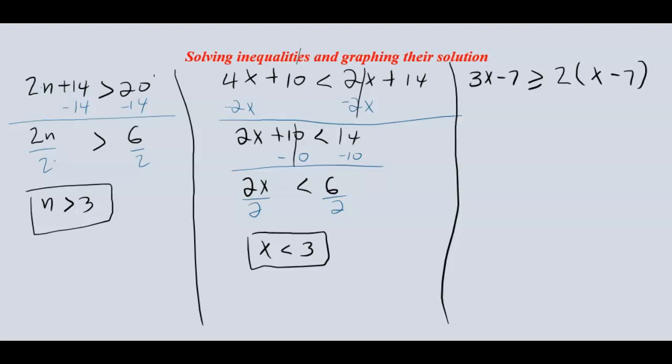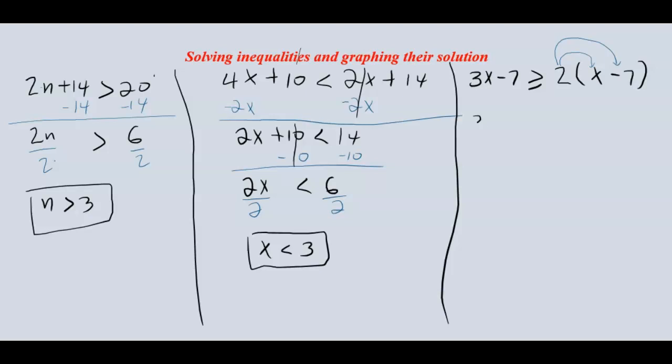Now on this one, notice we have parentheses involved. When we have parentheses involved, we like to get rid of them first. The way we eliminate our parentheses is by using the distributive property, which means we take the number in front of the parentheses and multiply it by the first number, and then we take that same number and multiply it by the second number.